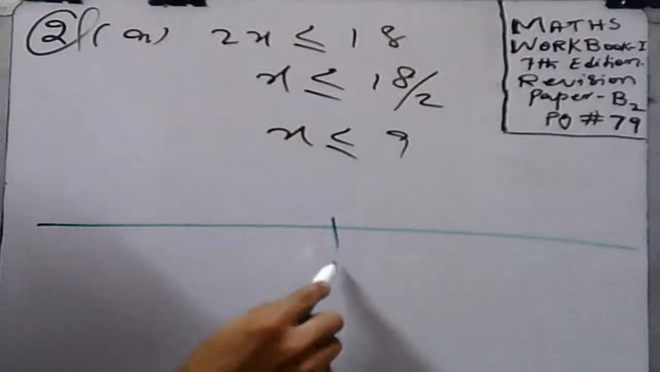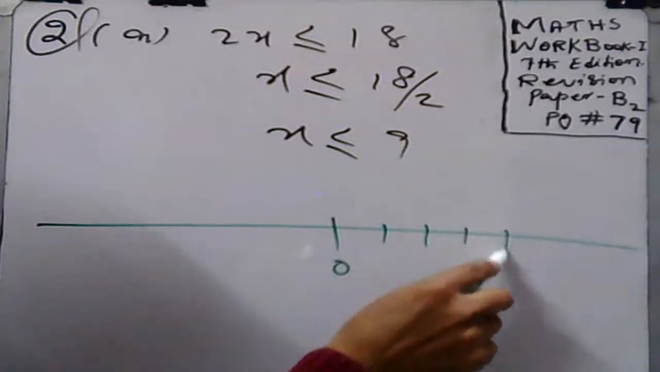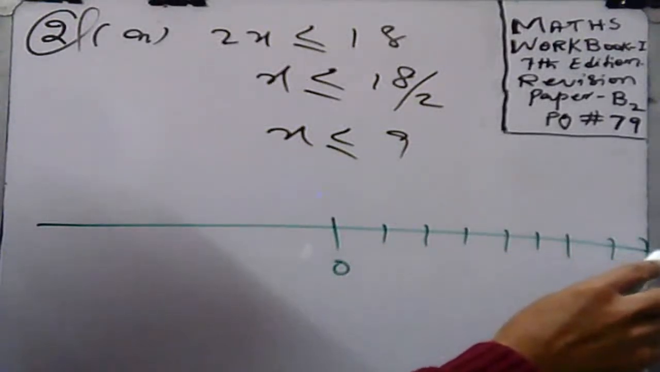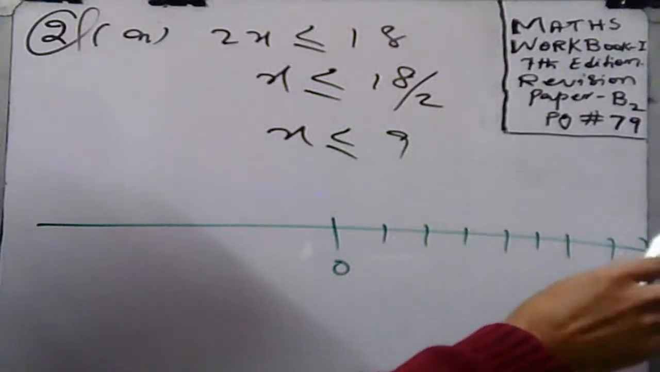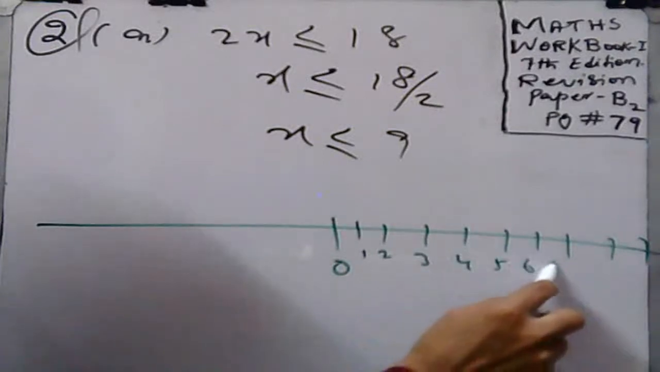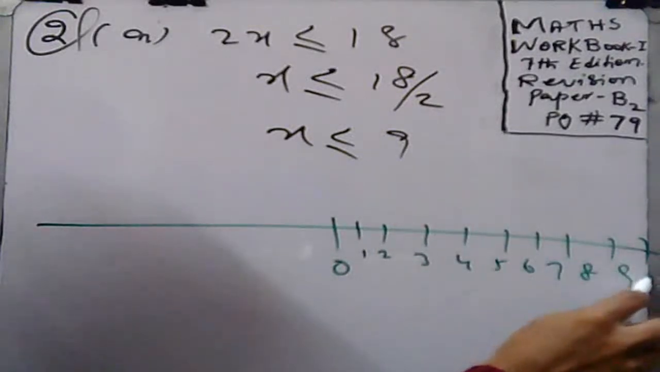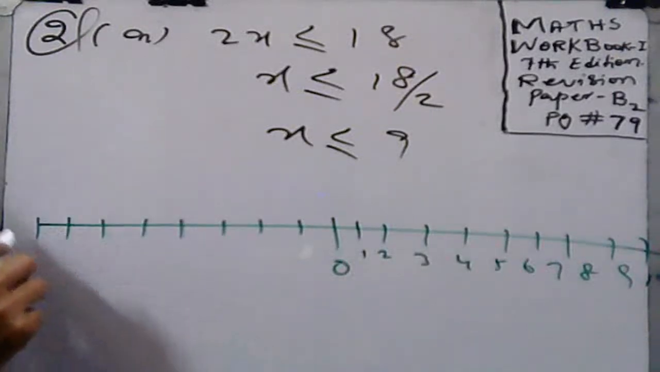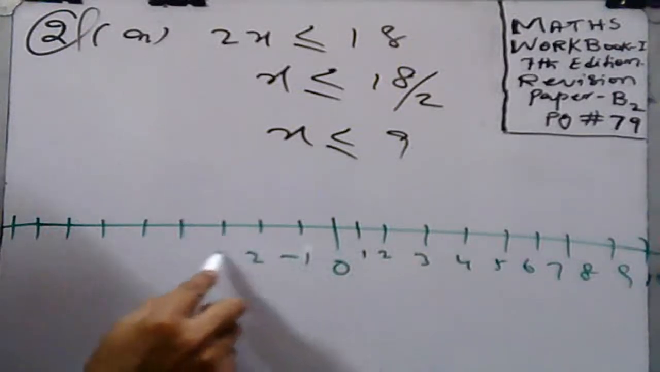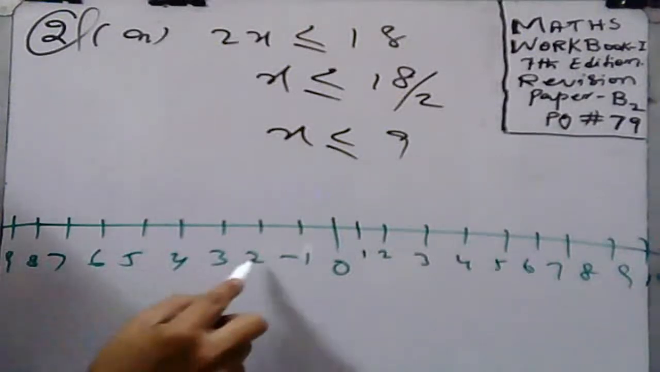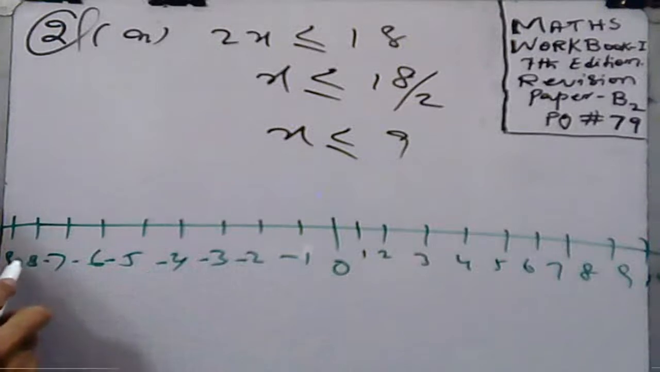That is your number line: 0, 1, 2, 3, 4, 5, 6, 7, 8, and less than or equal to 9, then 10. Similarly on the other side, minus 1, minus 2, minus 3. So that is your number line.